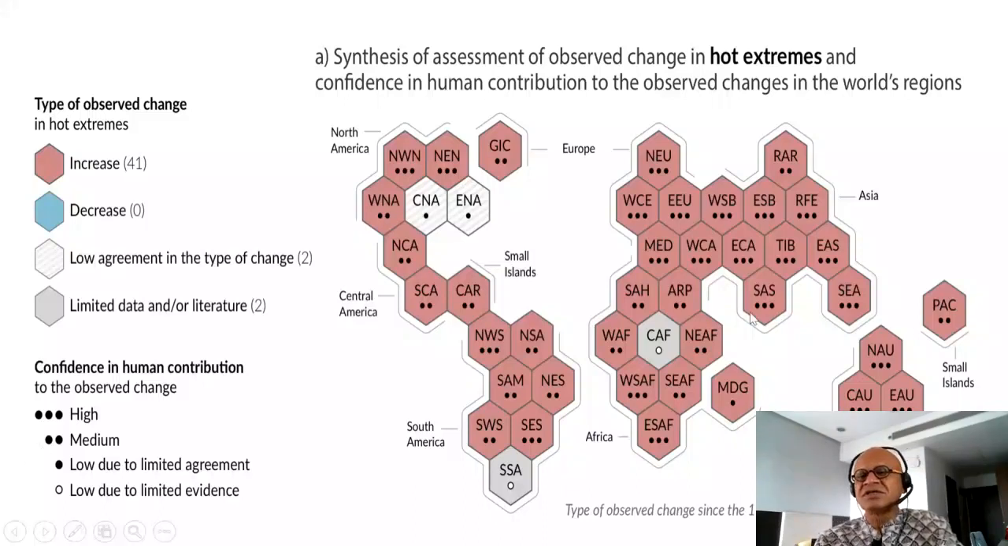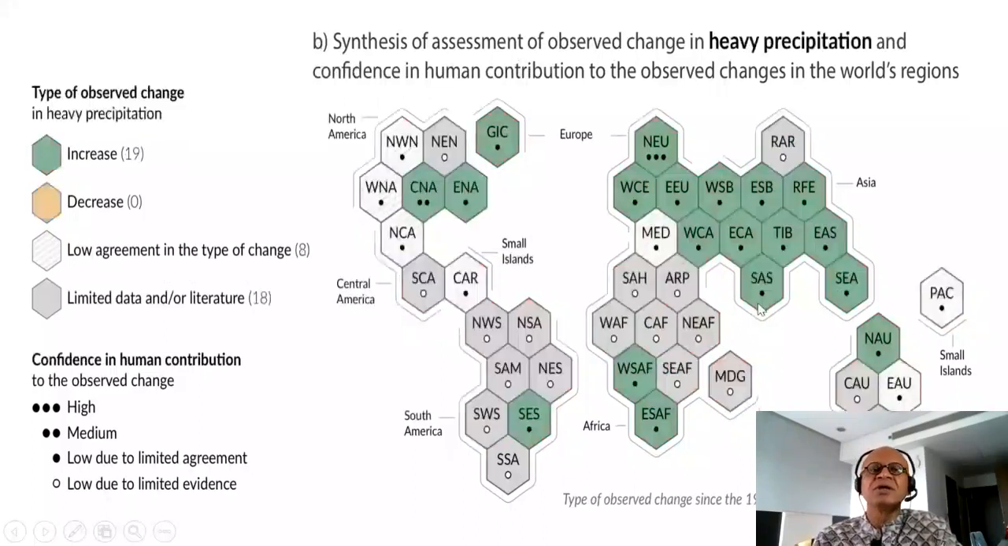Nonetheless, the South Asian region has been experiencing hot extremes, and we can say with high confidence that this has human contribution. If we move now to the synthesis of assessment of observed change in heavy precipitation, here they are looking at accumulated rainfall over 5 days and 10 days, and not the 95th percentile type of thing for each day. So it's still accumulated and high percentiles.